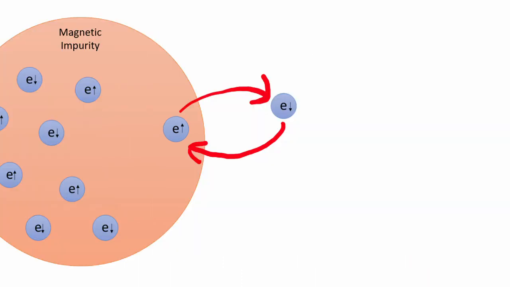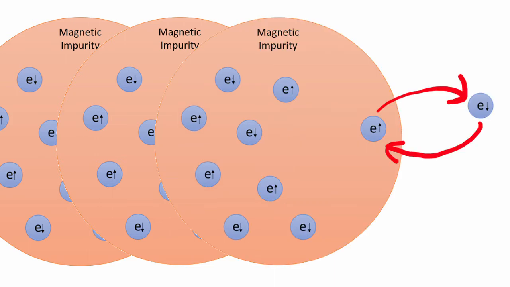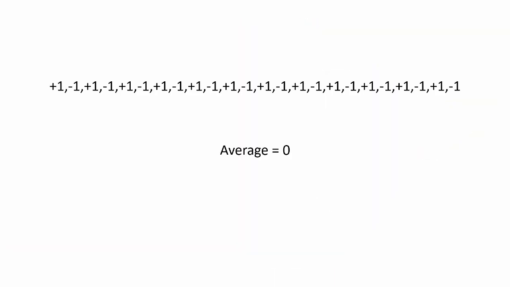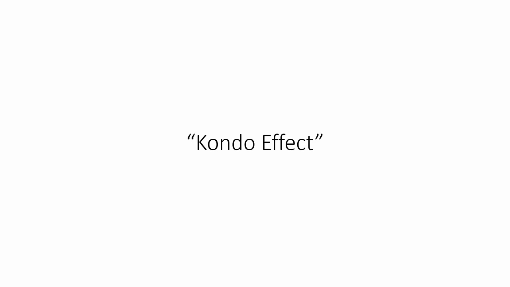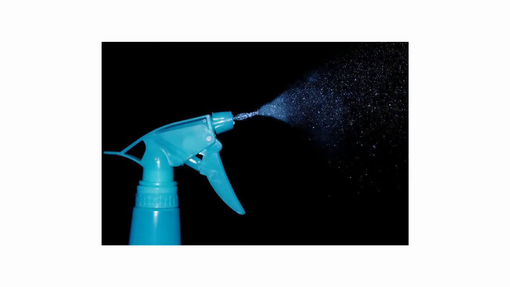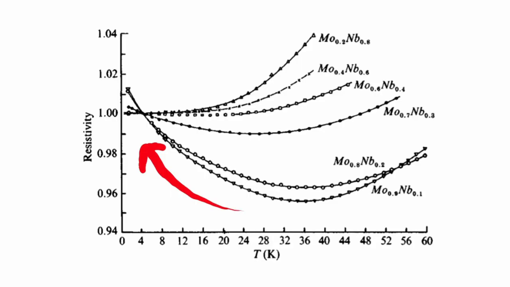This can occur repeatedly, swapping the overall spin of the ion from up to down and back again, so frequently that the ion appears, on average, to have no spin at all. This is referred to as the Kondo effect. This interaction scatters the electrons being released, effectively increasing the resistance of the conductor.